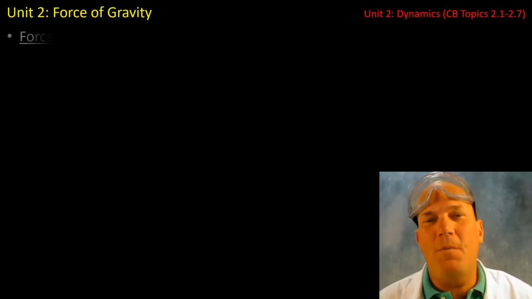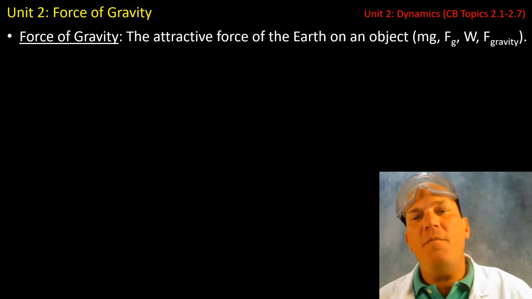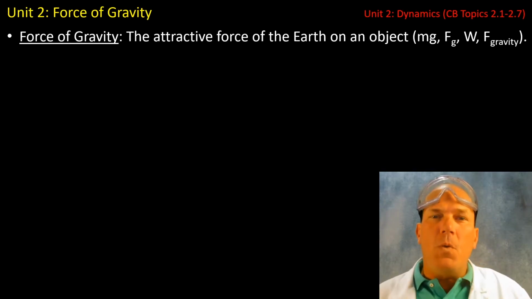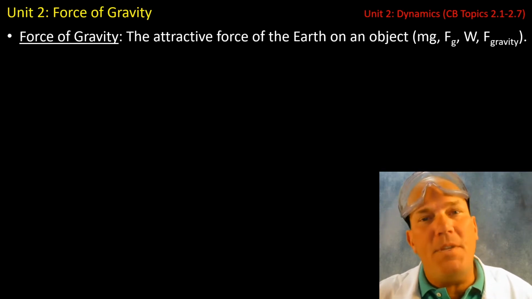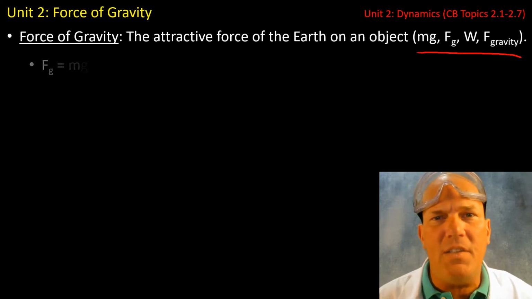Let's talk about the force of gravity. This is an attractive force of the Earth on an object. It is the downward force of the Earth on an object, and it can be denoted in a number of ways, as we've already discussed.